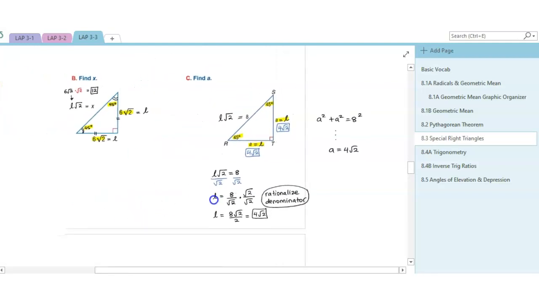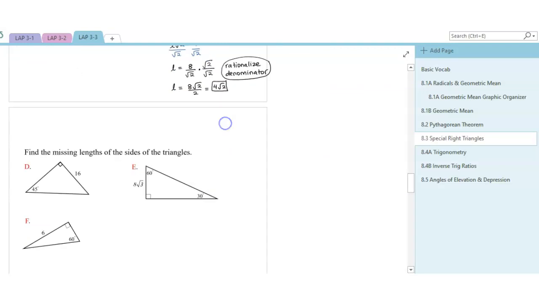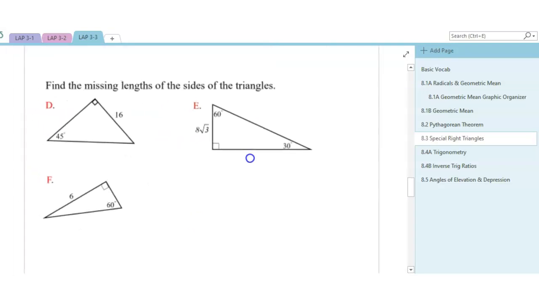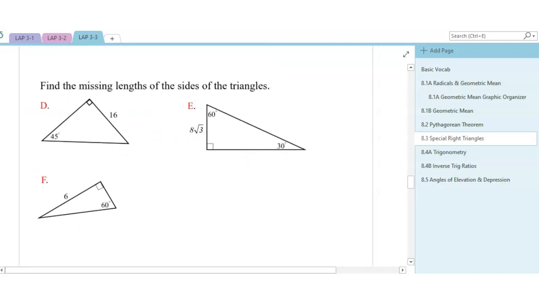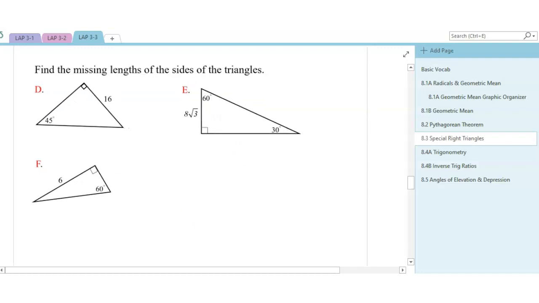Okay? All right. So what I want you guys to do is practice now. Some of these are 45, 45, 90 triangles, and some of these are 30, 60, 90 triangles. In either case, you want to label your triangles properly, and you want to find the missing side length. So you want to find out all of those that have a question mark on there. Show your work, and then check your answers with me. Pause the video now.